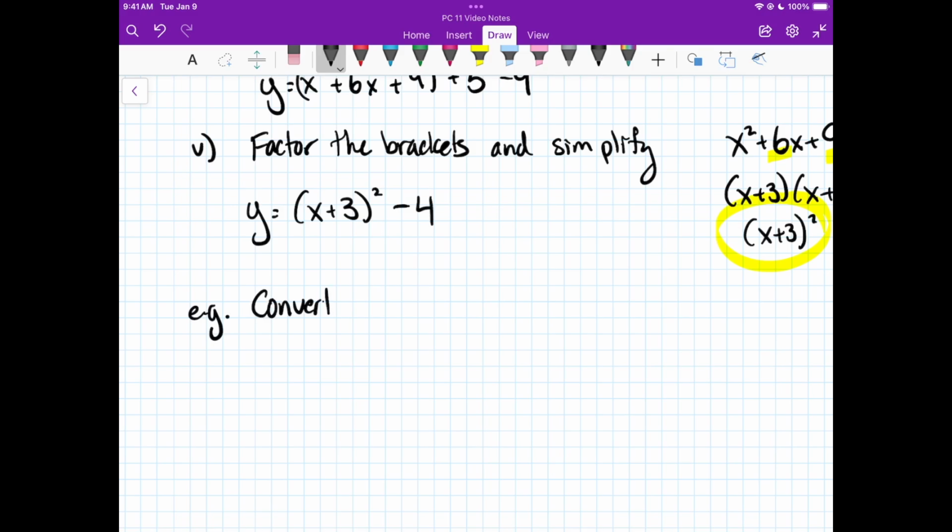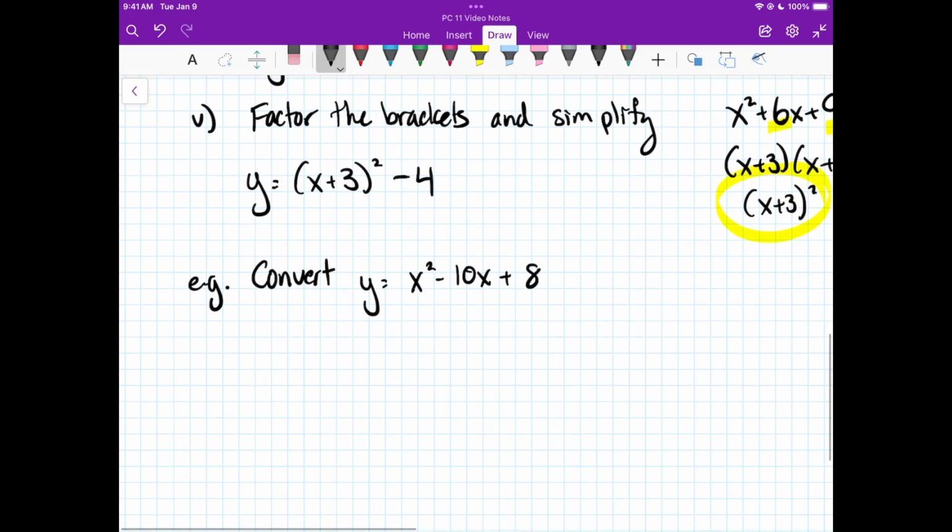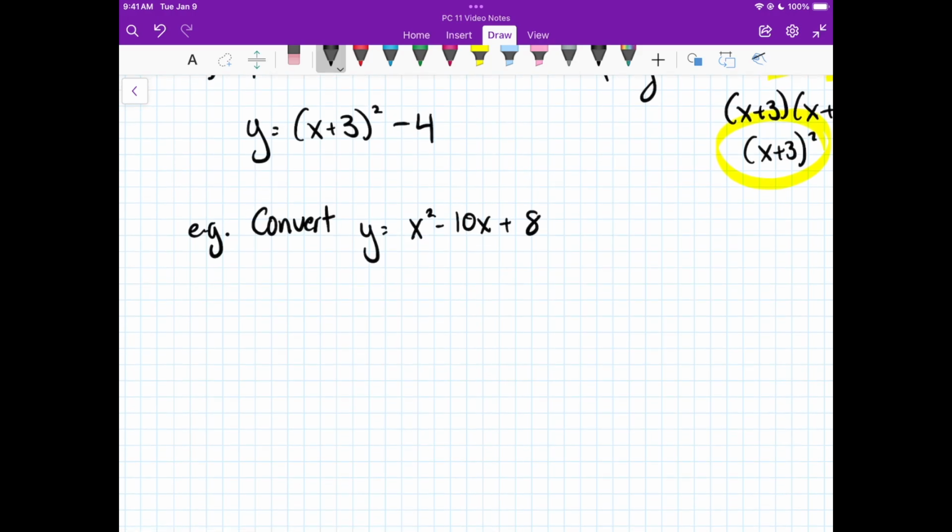We'll convert y equals x squared minus 10x plus 8. I'm going to go through these steps again, but a little bit faster this time because I don't have to write everything out. So step 1, again, not even really a step. We just need to throw some brackets around those first two terms. x squared minus 10x, and then we've got the plus 8 on the outside.